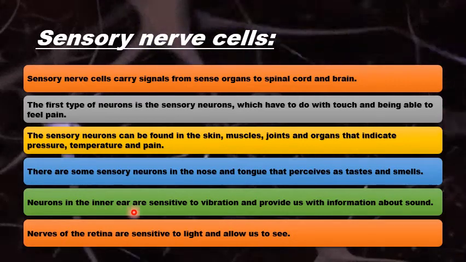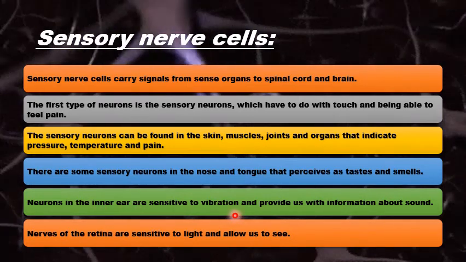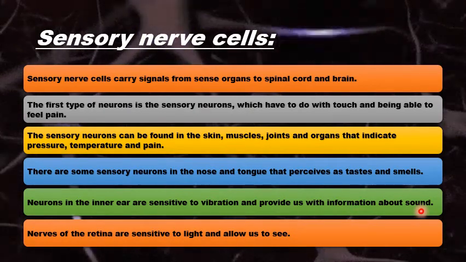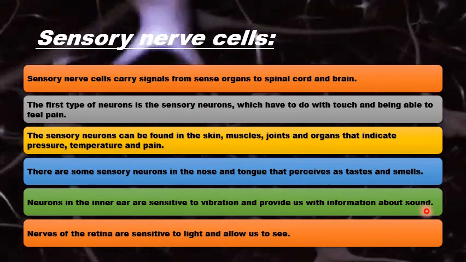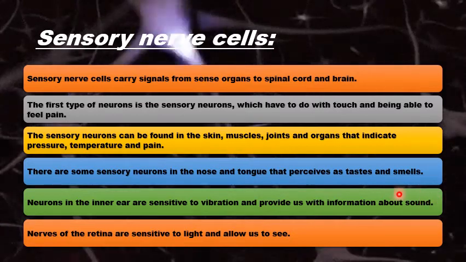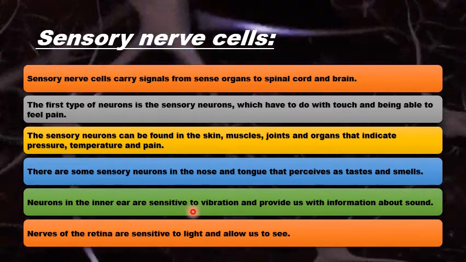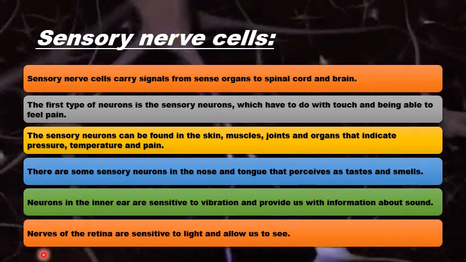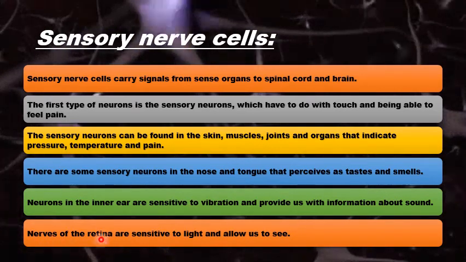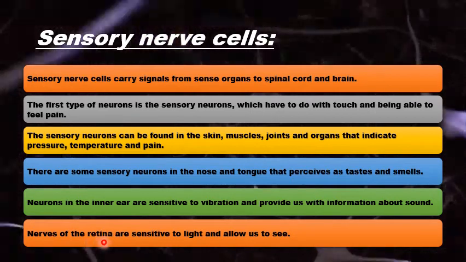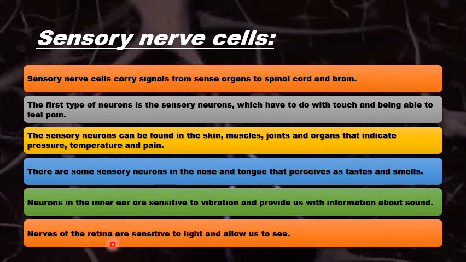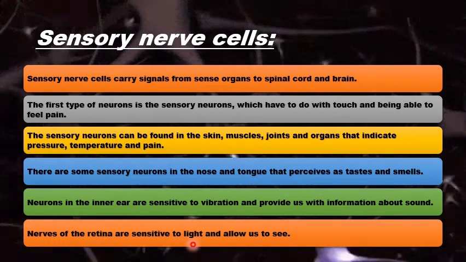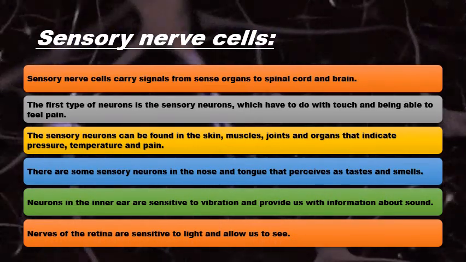Neurons in the inner ear are sensitive to vibration and provide us with information about sound, so we can hear by them. How do we hear sound? Due to the sensory nerve cells present in the ear. The nerves of the retina, which is a part of our eye, are sensitive to light and allow us to see.